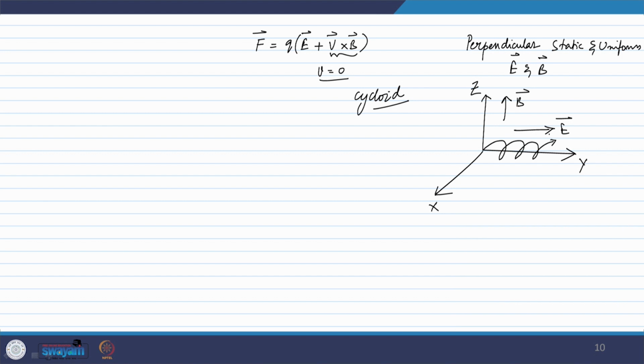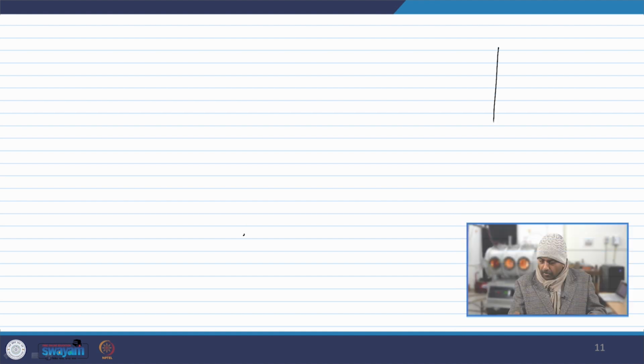Now, let us try to derive some equations which will represent this movement. Now, let us construct the coordinate system.